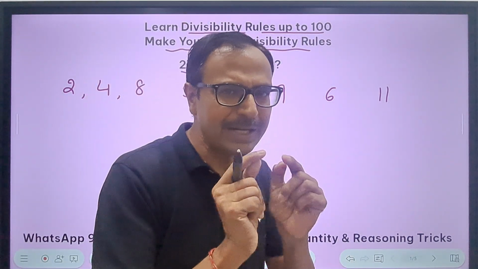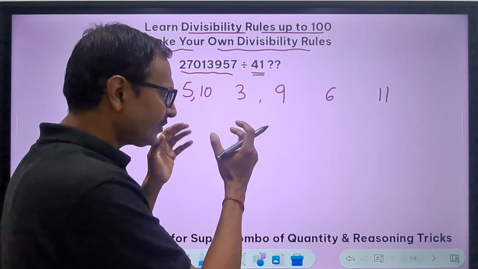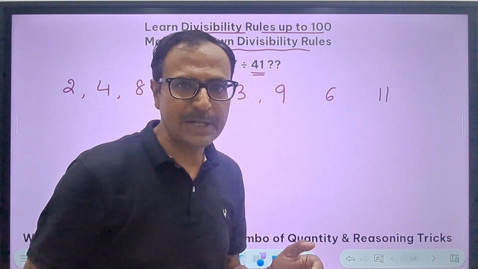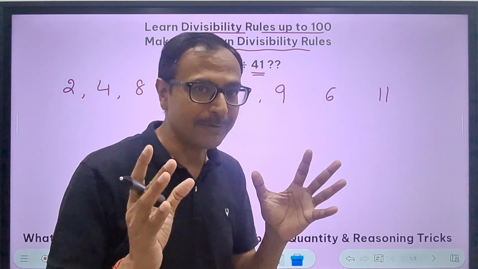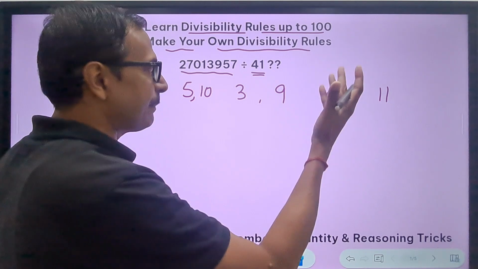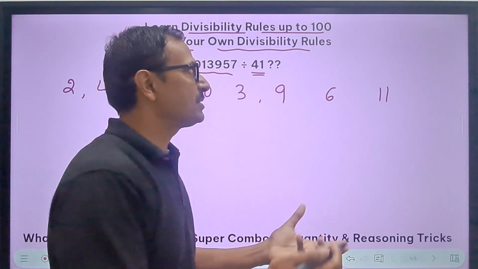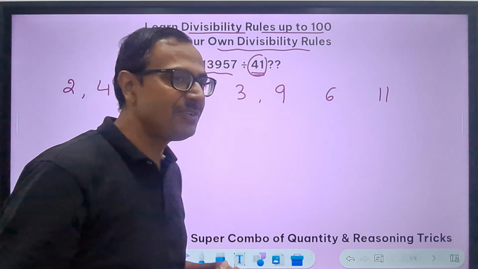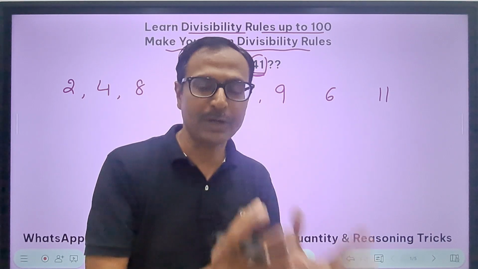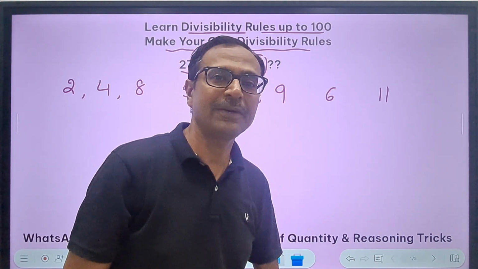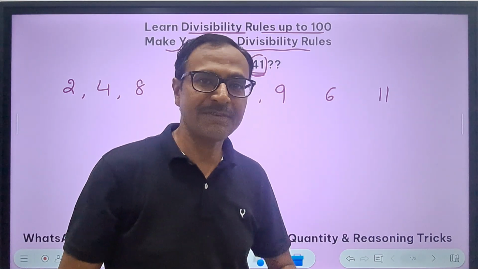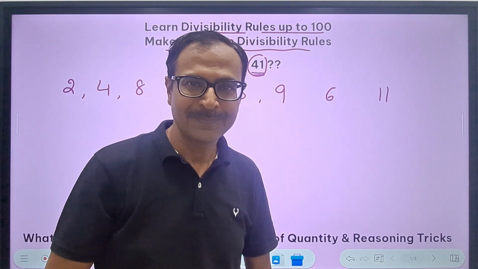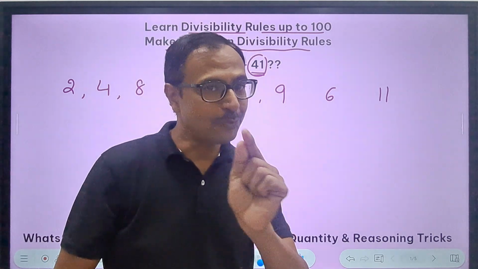So very quickly let's just revise these divisibility rules, and then I will come to the important ones. What about the numbers which are apart from these numbers? Big numbers like 41. Can we check whether a big number is divisible by 41 or not? Or for that matter, maybe 71 or 73, the divisor? We can do that, and that too very easily.